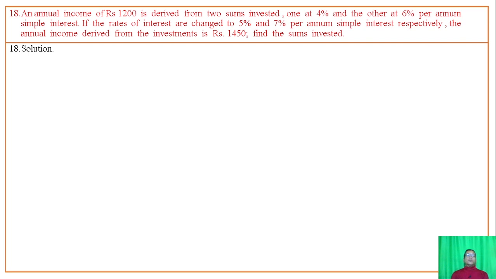Investor. If the rates of interest are 5% and 7% per annum simple interest respectively, the annual income derived from the investment is rupees 1,450. Find the sums invested.